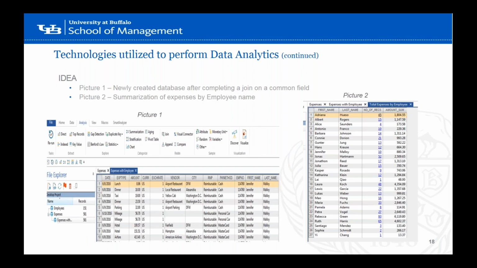So just an example or visual of IDEA. Using those same two files, I pulled in the employee and expense file, and what you see in the lower left-hand side is the merged file. So it's very easy for you to do a join and to relate two files to one another. To the right-hand side, you see a summarization of expenses by employee name. So it's very easy to do a summarization based off of different factors that you select.